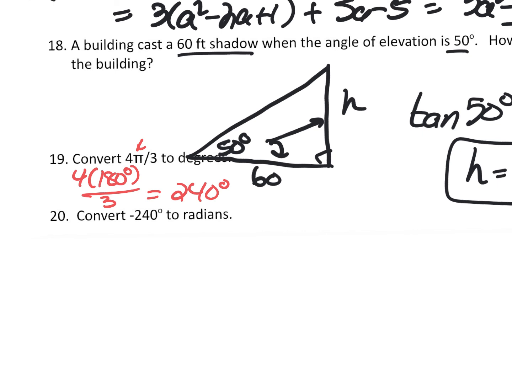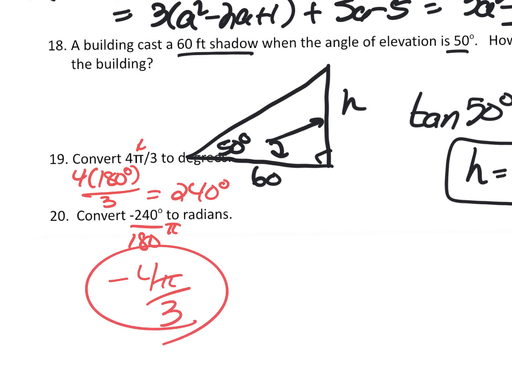Hint, that's the same answer we just got, but tomorrow probably won't be. You divide by 180, and you put a pi with it. So take your calculator, divide 240 divided by 180. That's going to be 4/3. Put the pi with it, so I'm getting negative 4 pi over 3. And there you have it.